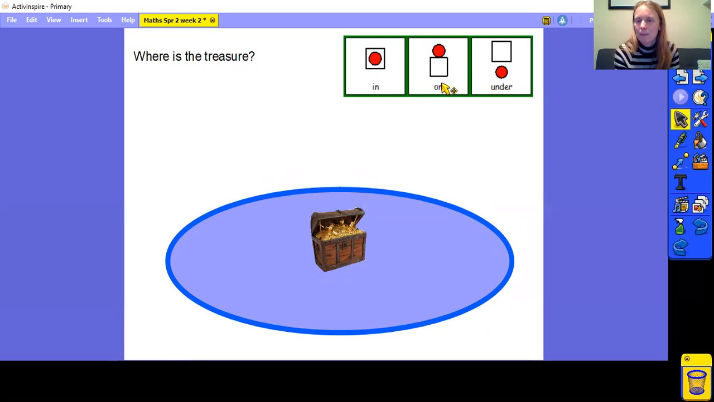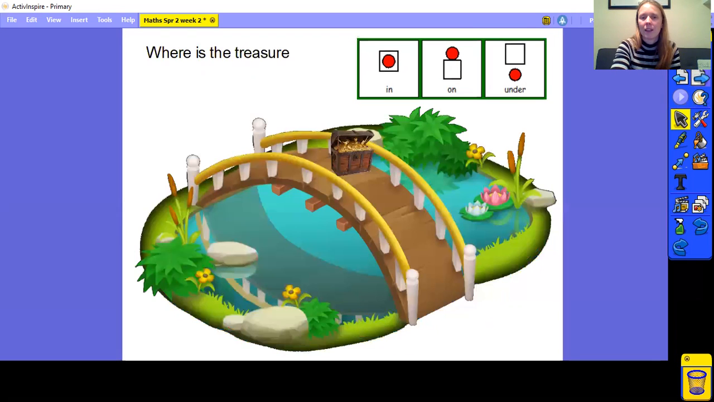We might get a little bit muddled here and think that the treasure is on the pond. But it's really hard for this treasure box to sit on top of the water. So when we can see the treasure here, we say it is in the pond. Is that what you said? Well done if you got that right. It is a really tricky one.